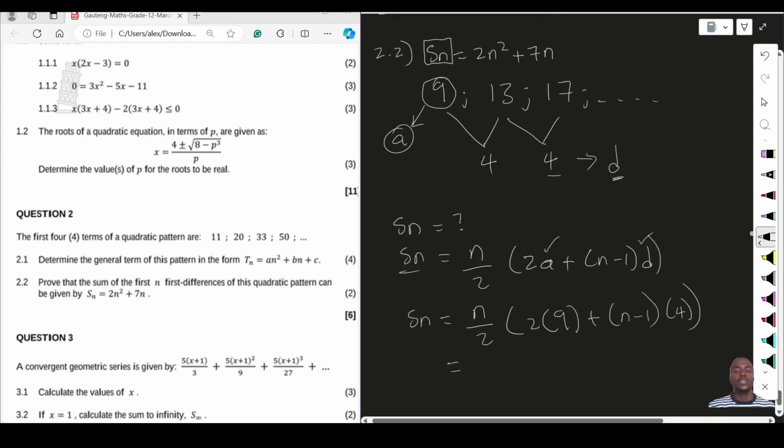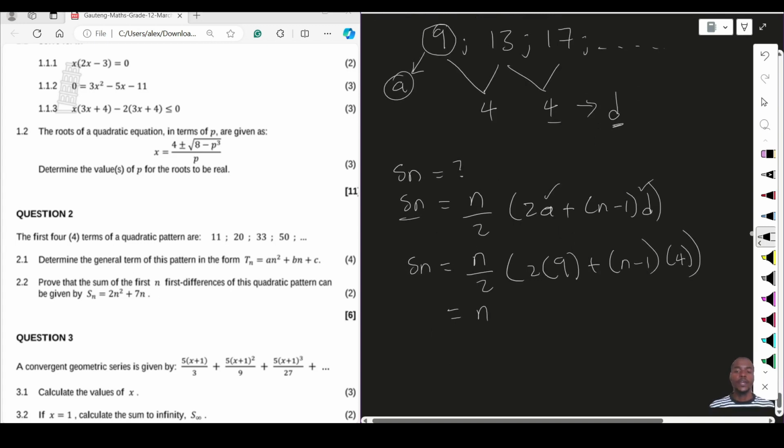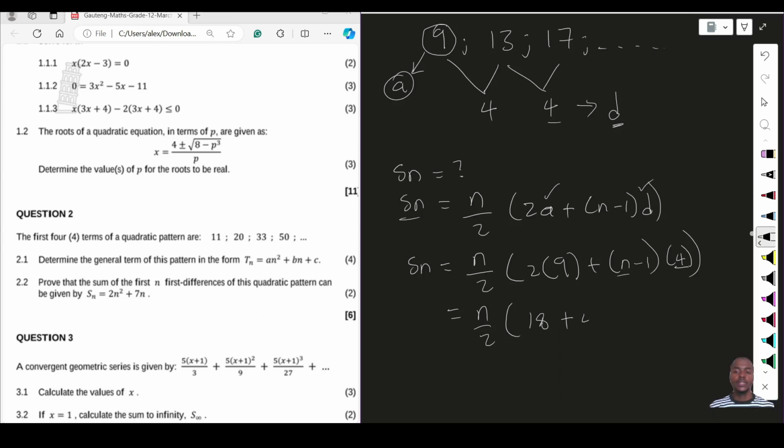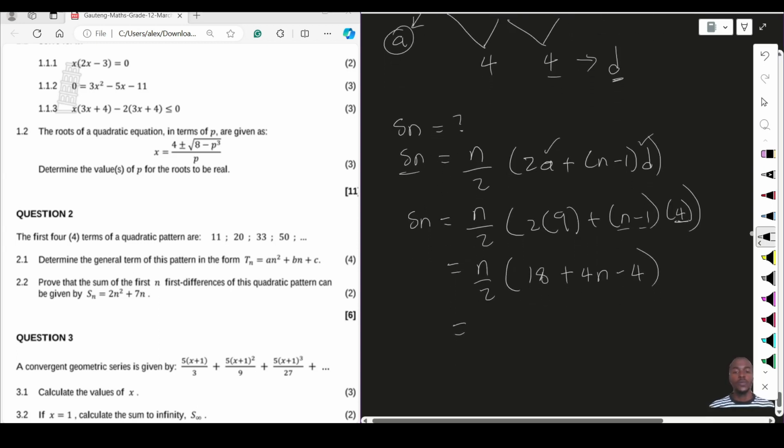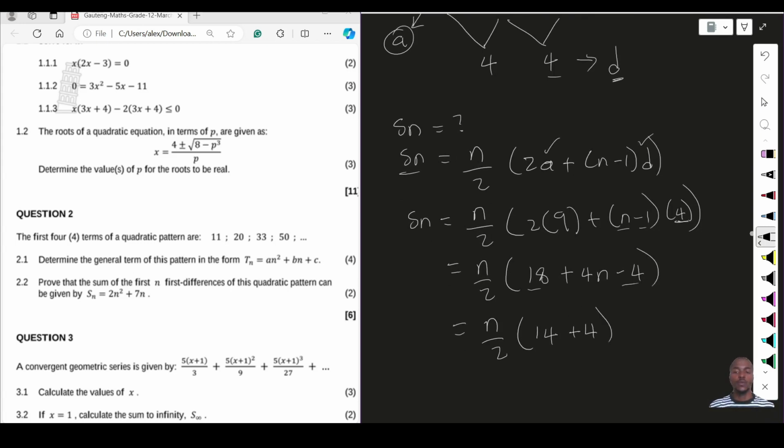So I'm going to say Sn is equal to n over 2, 2 times 9, it's 18, plus 4 times n. This is 4n minus 4 times minus 1, it's minus 4. Then this is equal to, we can still say n all over 2, 18 minus 4, 18 minus 4 is 14, plus 4.